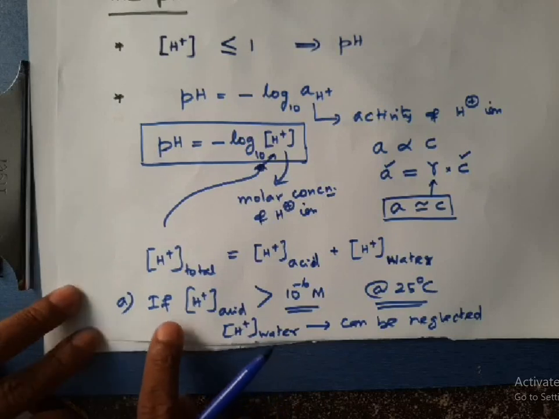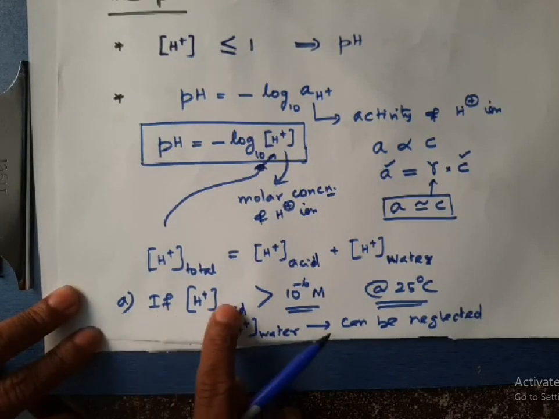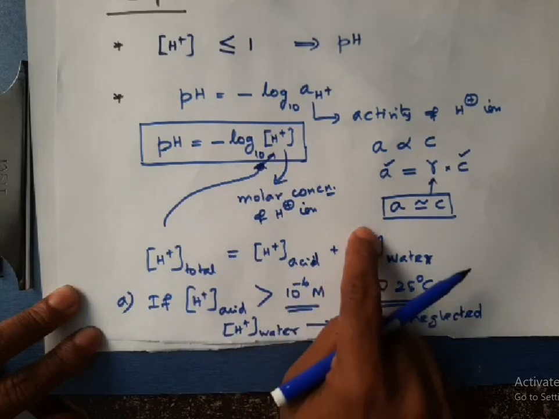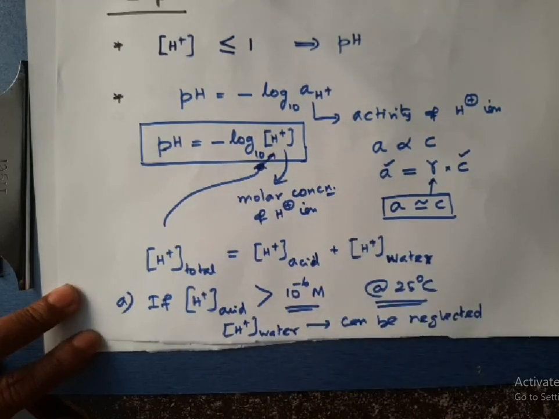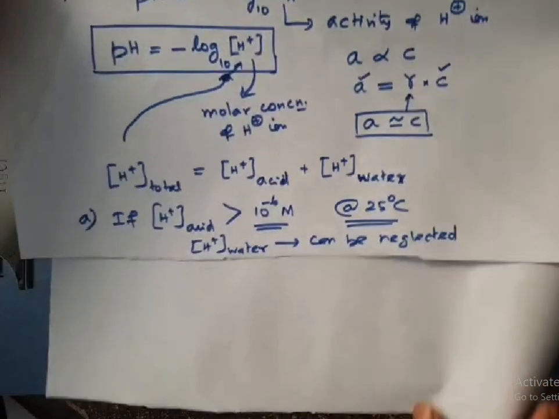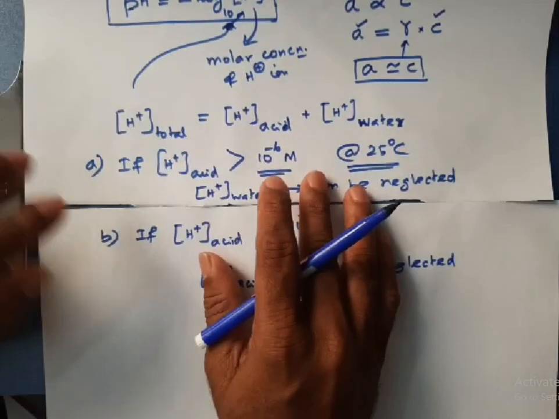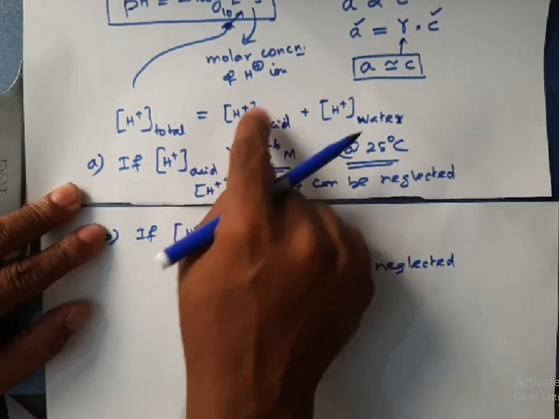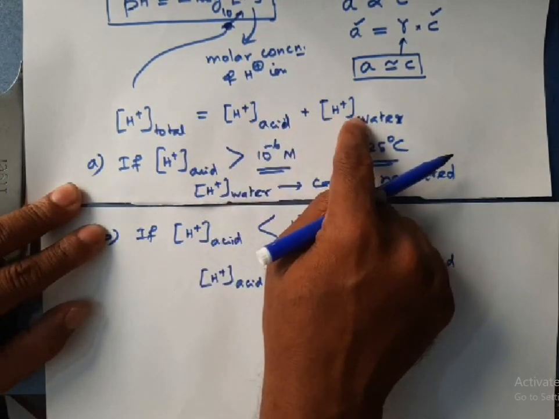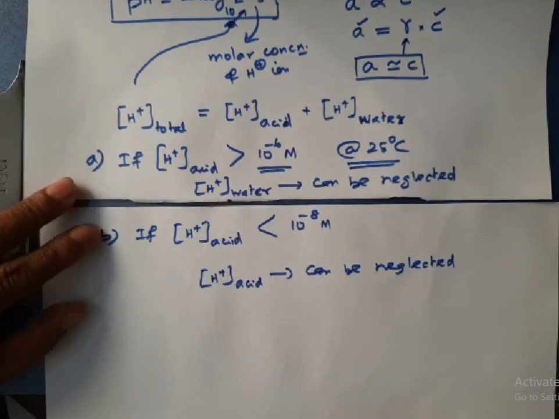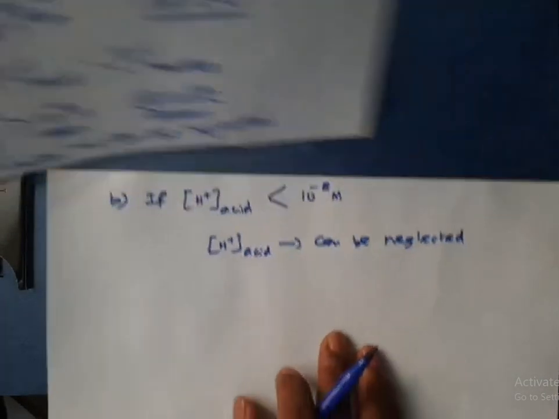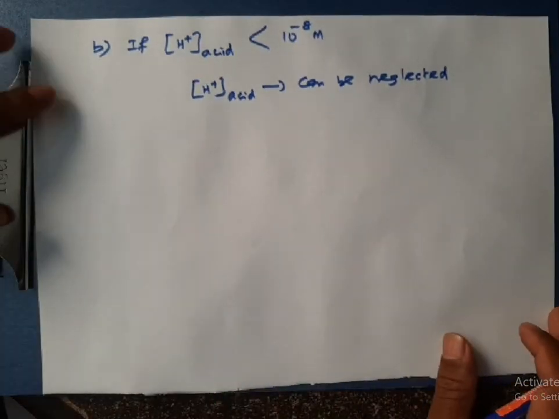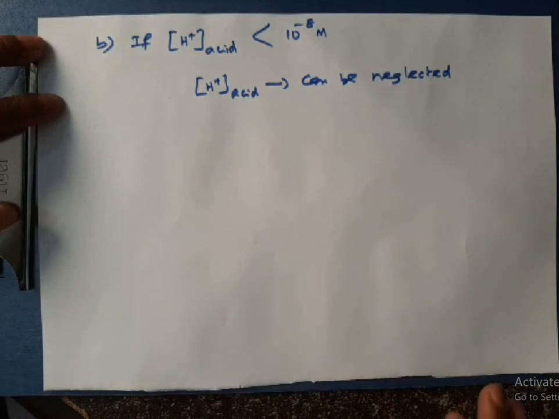But under this condition, if H plus from acid is greater than 10 power minus 6 molarity, in this case, you can neglect H plus from water. And the second condition is, if H plus from acid is very low, less than 10 power minus 8 molarity, then you can neglect H plus from acid. You can use only H plus from water. Right? Keep this in mind. We are going to utilize these conditions while calculating the pH of a solution.